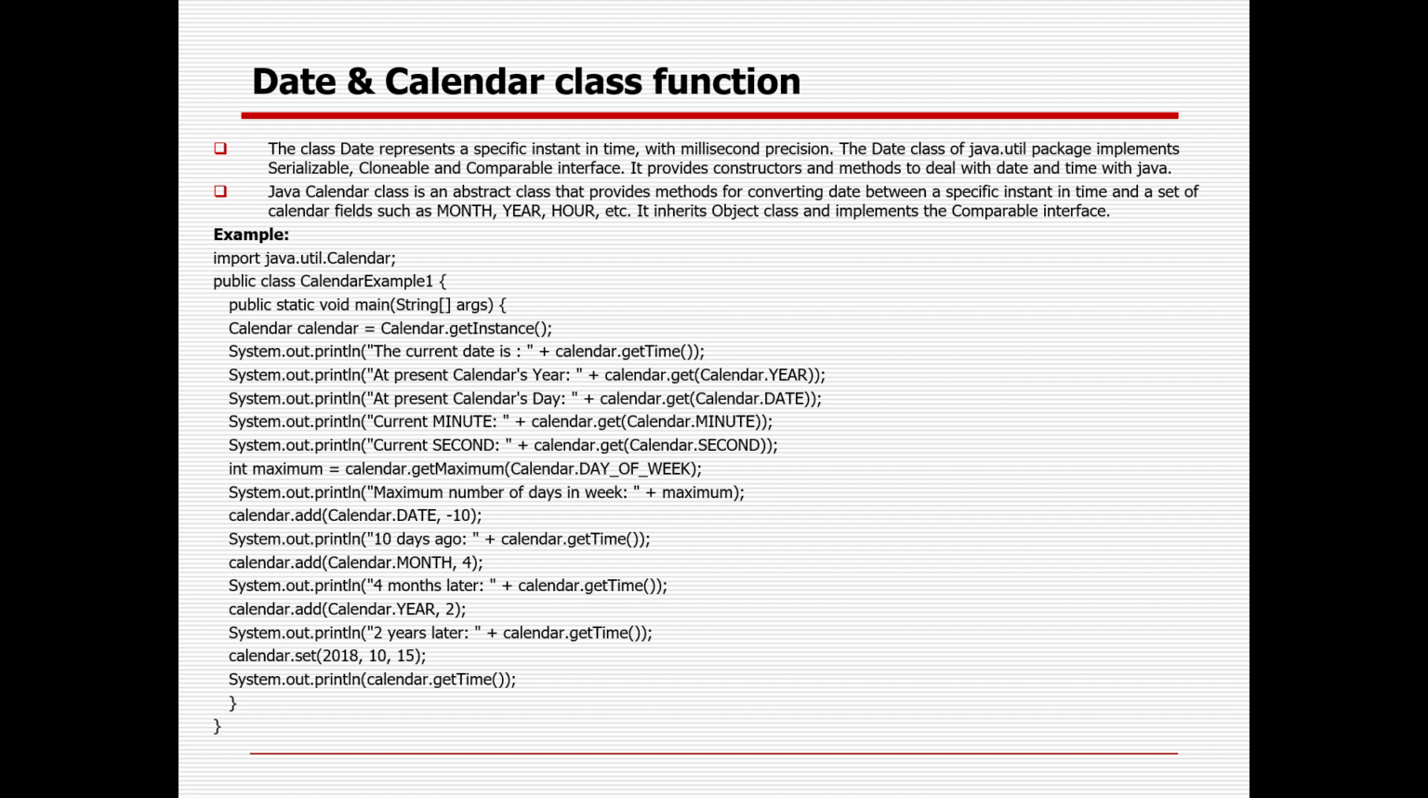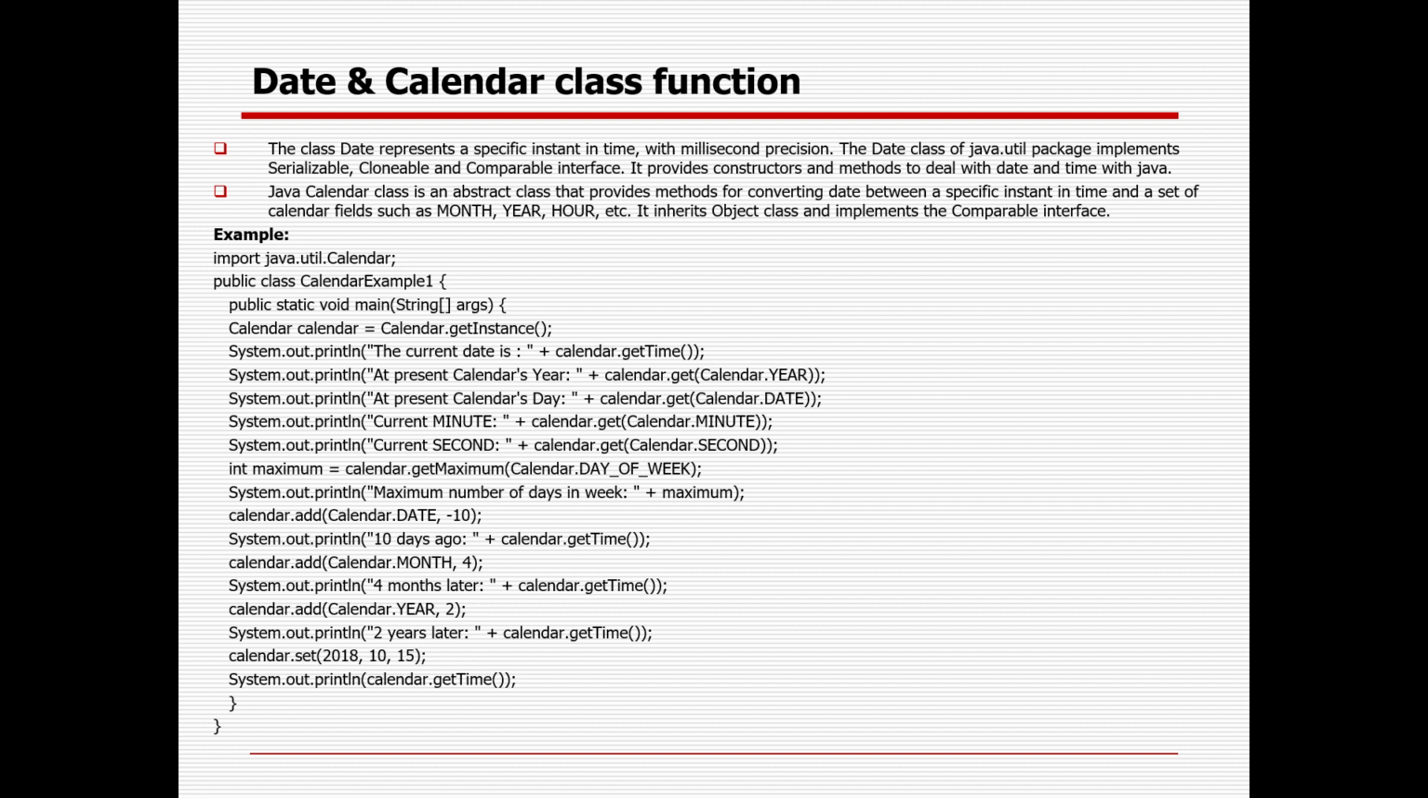Sometimes you need to deal with your calendar, you need to print out the current date and time. So there are date and calendar classes available where a lot of functions or methods are there, you can use them. The class Date represents a specific instant in time with millisecond precision. The Date class of the java.util package implements the Serializable, Cloneable, and Comparable interfaces. It provides constructors and methods to deal with date and time in Java.